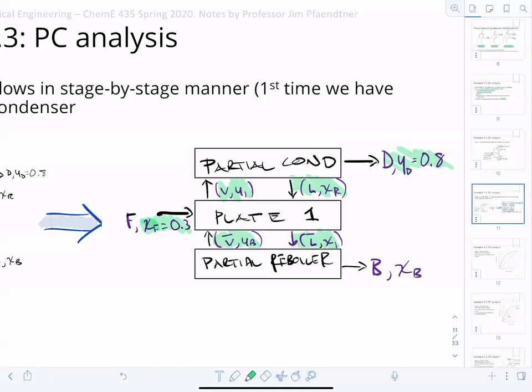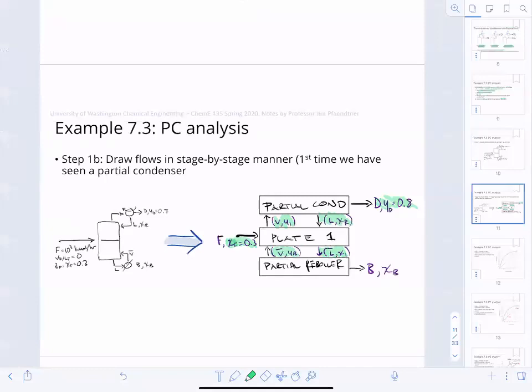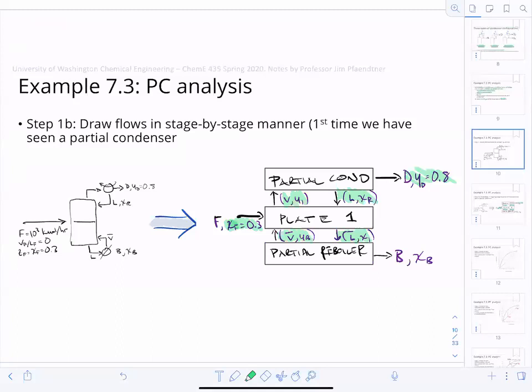So this is good to do the first couple of times you analyze a problem like this. You wouldn't want to do it on a 10 stage tower, but for a couple stages, you should really be able to identify all of the flows in and out of each equilibrium stage and all the relevant variables. So I will always encourage you to do this when you come to office hours and have questions or need some help.